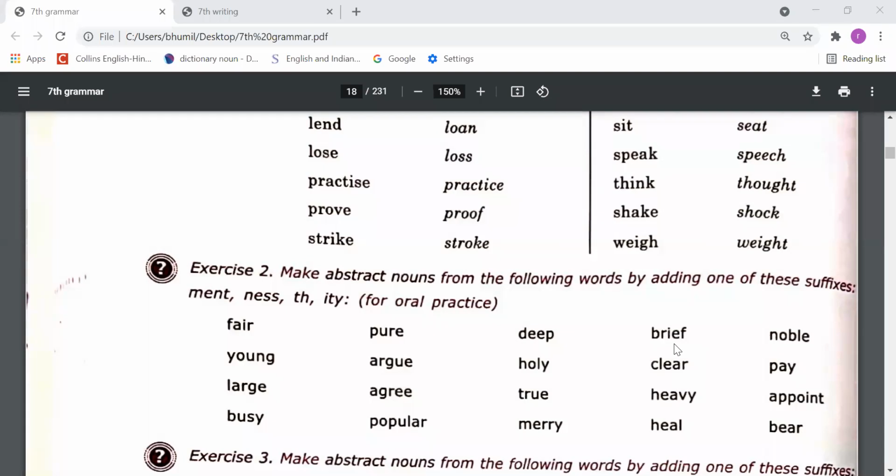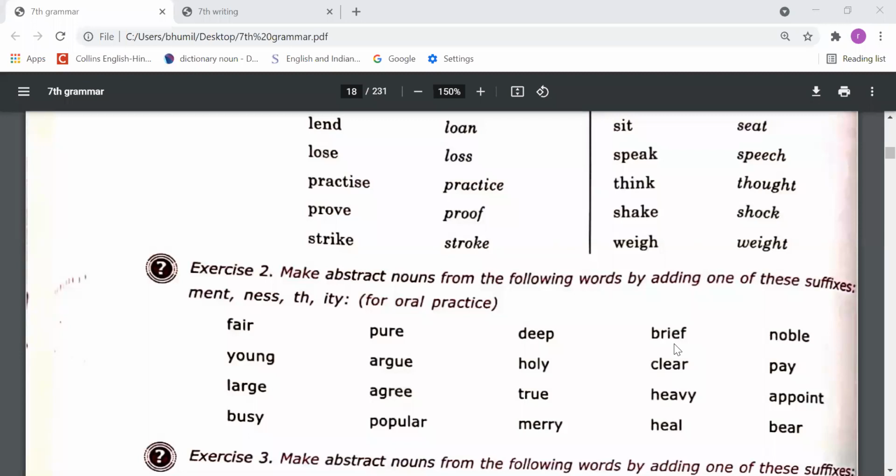In this exercise, you need to add some suffixes and make abstract nouns, right? Like fair, we can say fairness after adding ness. Next, pure, purity. Deep, depth. Brief, brevity. Noble, nobility. Young, youth. Argue, argument, right? Holy, holiness.